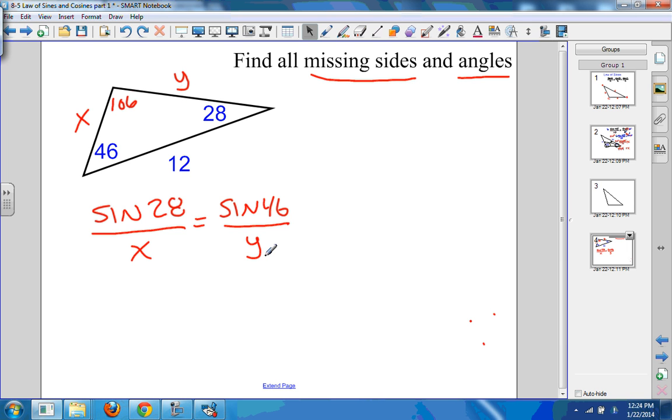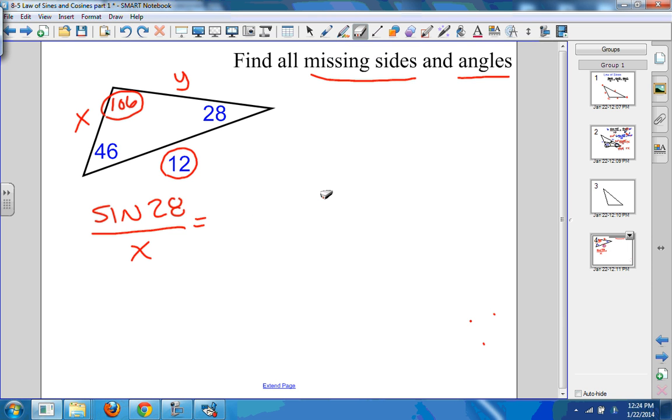The sine of the angle divided by its opposite side is equal to the sine of another angle divided by its opposite side. There's a problem with this though. Hopefully you guys see it. We have an x and we have a y here. We can't solve for 2 variables at the same time. This equation isn't going to work for us. What we're going to have to do is use this side and this angle in our equation, because we know both of them. So let's erase this part of my equation.